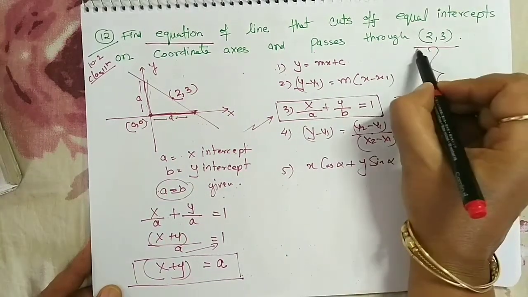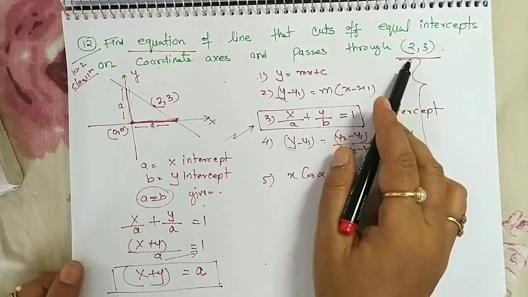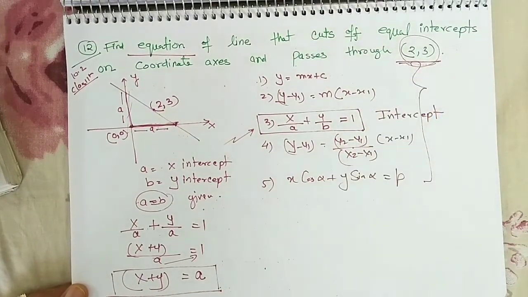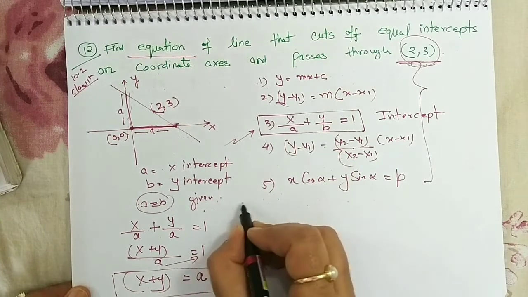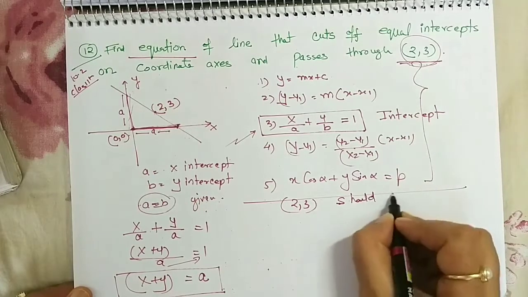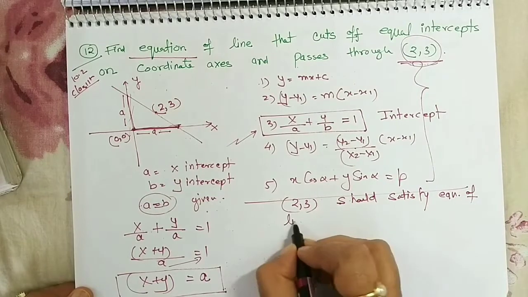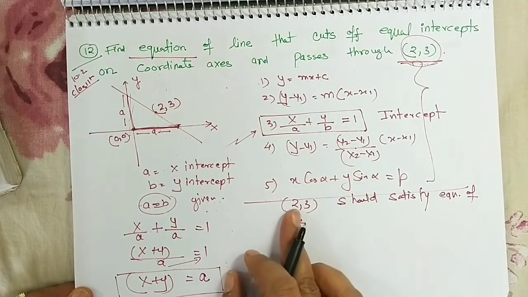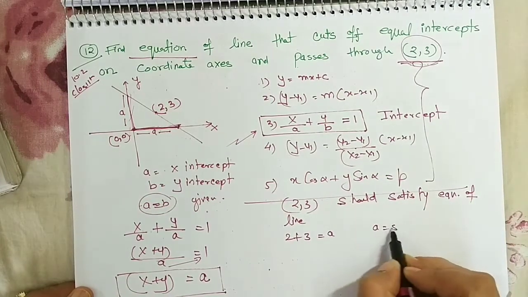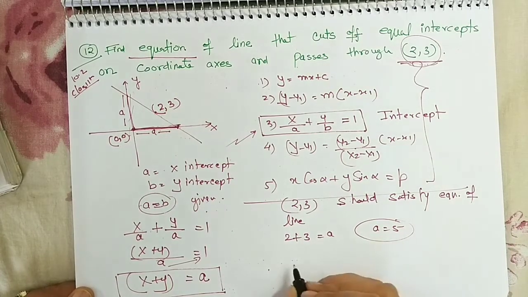One information they have given, line is passing through (2, 3). So that means if line is passing through some point, this point will satisfy the equation of line. You can say (2, 3) should satisfy equation of line. Why? Because it is passing through it. So I will put x here and y here and see. So 2 plus 3 is A. So I got A. A is 5. So I will just put it in the equation and that will be my equation.